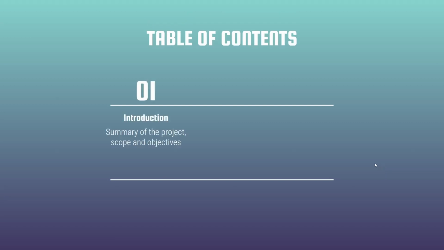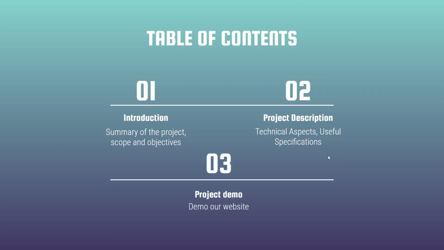So next we have the table of contents. The first step is to summarize the project, our scopes and objectives. The second step is to describe the project based on technical aspects and useful specifications. And thirdly, we have the project demonstration, where we just go on the website and see its functions.